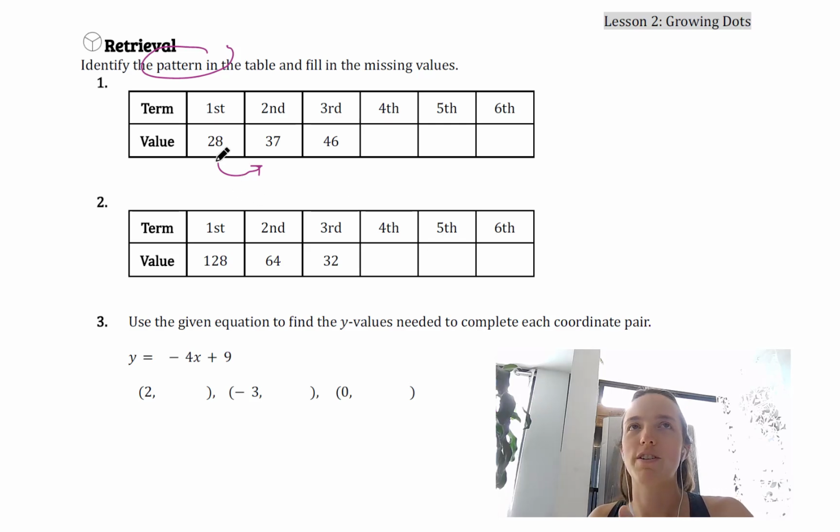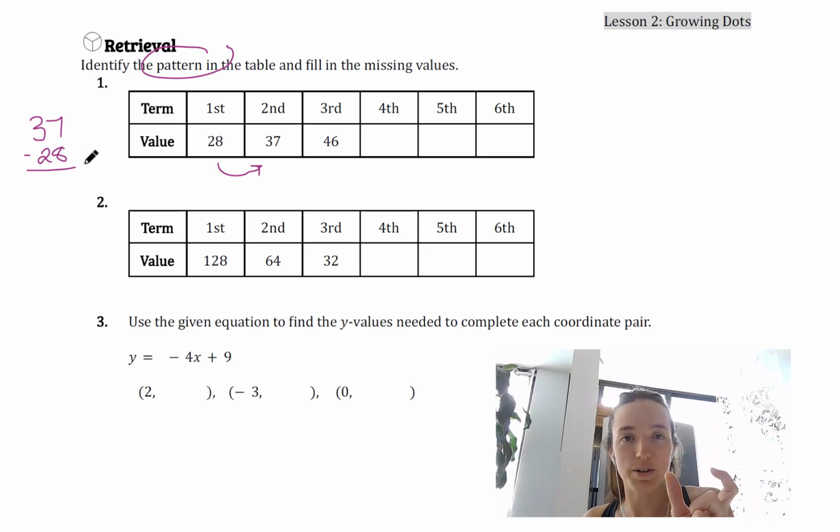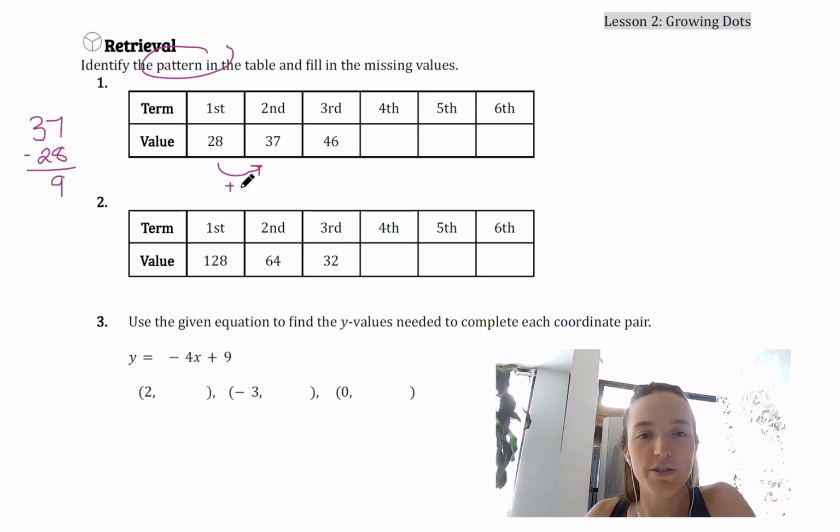Try to think of a number. If you add it to 28, you would get 37. If mental math is not your favorite thing to do, just go to your calculator and type in 37 minus 28. That would give you the difference between those two numbers, which is how much you would have to add to get from 28 to 37. So that happens to be 9. So to get from this first number to the second number, we're adding 9.